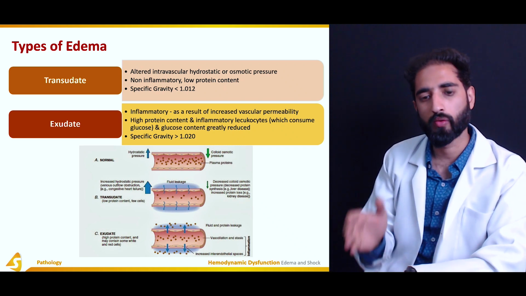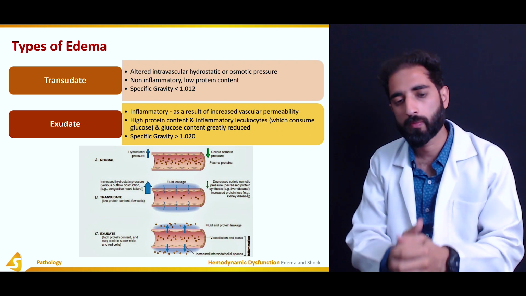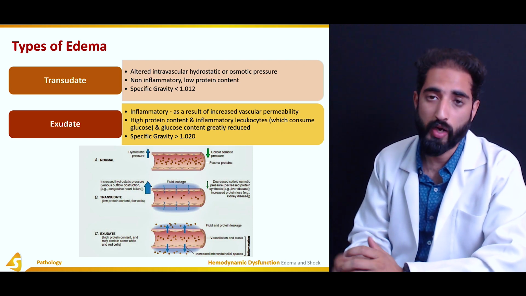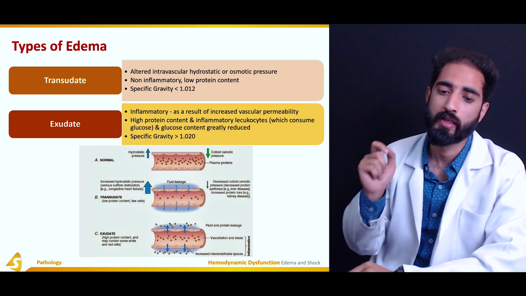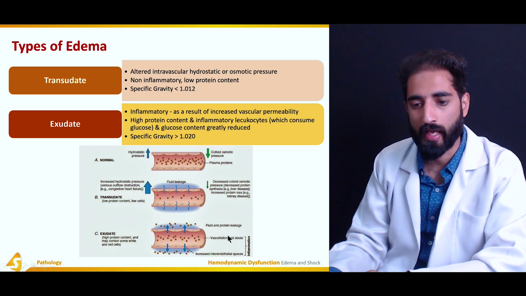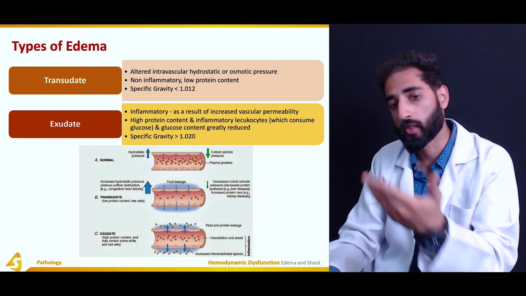On the other hand, exudate is in response to any inflammatory process, and there is an increased vascular permeability in response to inflammation, and thus there is vasodilation and stasis and fluid and protein leakage, as well as migration of the cells.